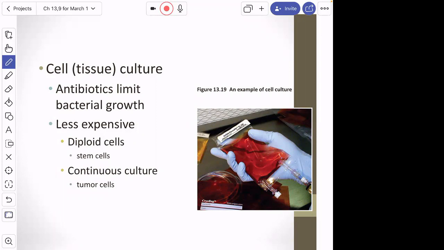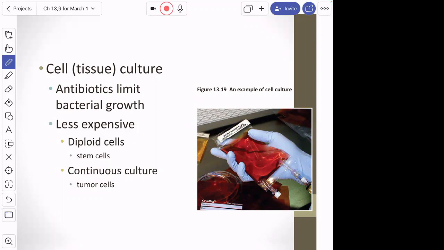We can grow viruses in eggs. We can grow them in bacteria. But remember, we can't grow viruses just on media. They have to have a living cell to reproduce in. So we're not going to see viruses growing up on nutrient agar. Another option is to grow them in some kind of eukaryotic cell. And that's where we left off last time.